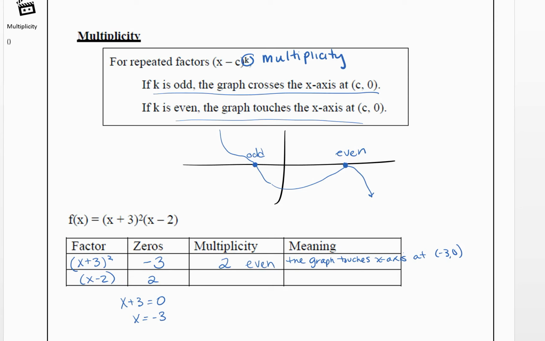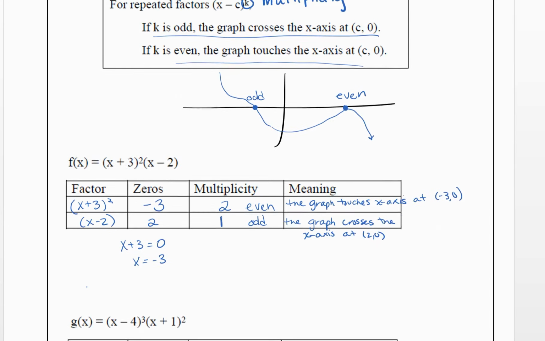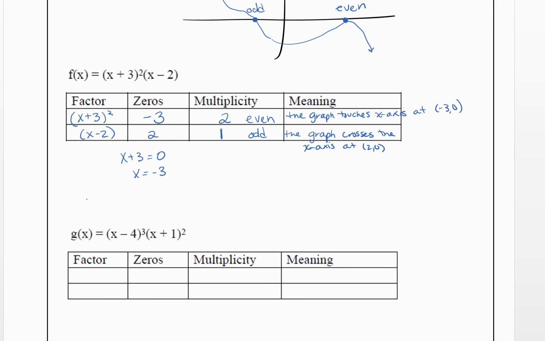Now here for the factor x minus 2, our 0 would be 2. The exponent there is just a 1, so the multiplicity is 1, and 1 is an odd number. And so that means the graph crosses the x-axis at (2, 0). Okay, so that already gives you some more information about the graph.